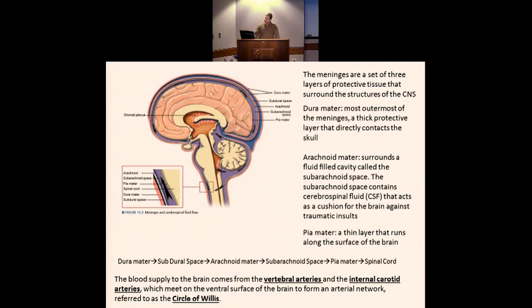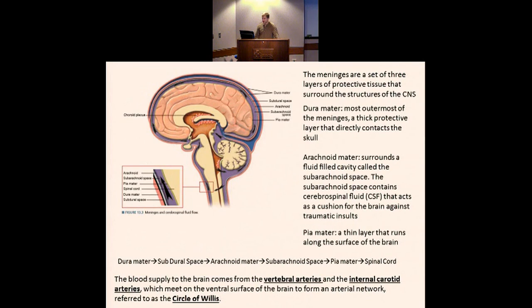Looking at it a different way, from the outside in, you can separate the outer layers of the brain into your meninges. There are different layers. Your dura mater is the most outer part of your brain. It's basically just a thick protective layer, contacting your skull. Then the arachnoid mater, and that's your fluid-filled cavity.